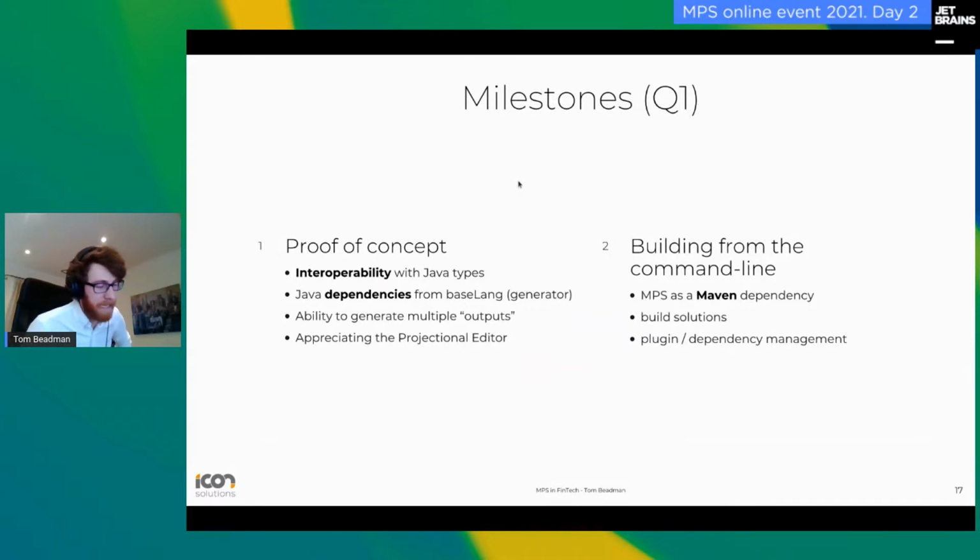And for me personally, it was the interoperability with the Java types from the language itself, but also when building a generator, that seemed very powerful, and the ability to generate multiple outputs. I'm not sure if it's a purist way of putting it, but the fact that we're able to generate documentation as well as test scenarios, as well as application code, from a single model was extremely powerful. And you're in the best place to be able to do that within MPS, appreciating the projectional editor.